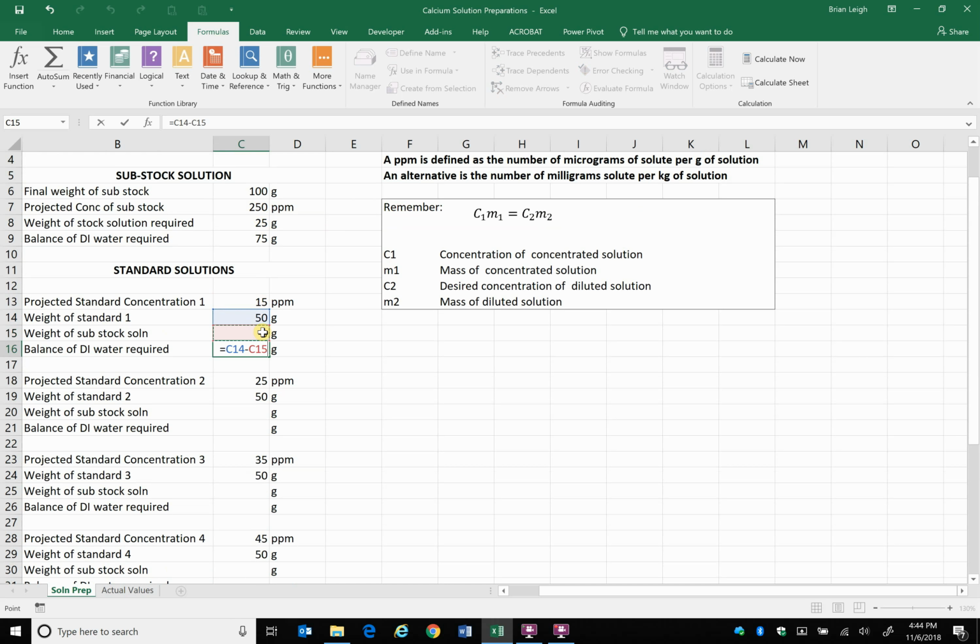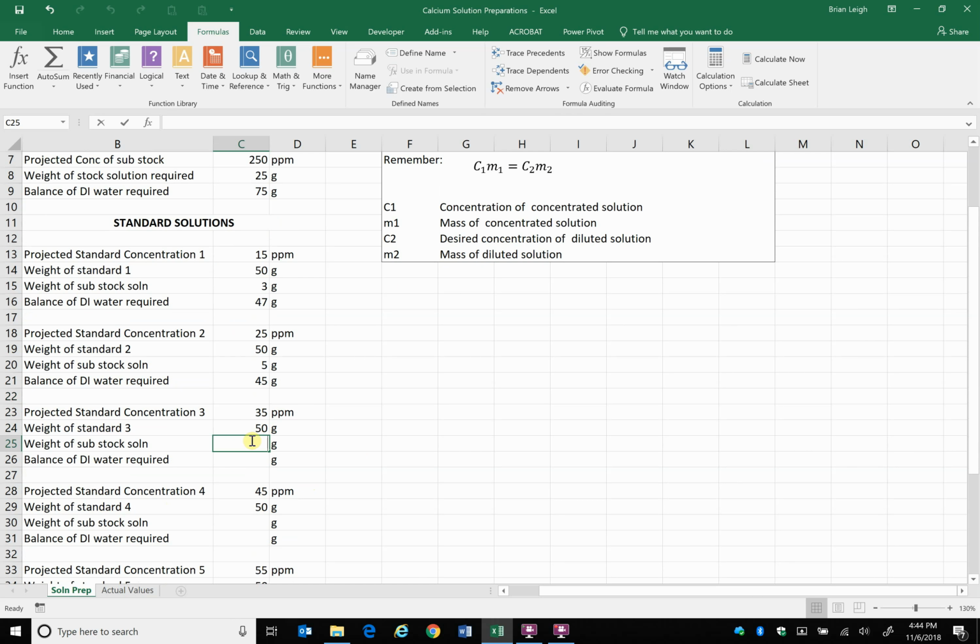And of course, our balance. Same here: we want 25 ppm of 50 grams from our stock solution of 250 again. And the balance, of course, is the final weight minus how much you put in. And I'll just do one more: 50 grams of 35 ppm from a 250 ppm stock.